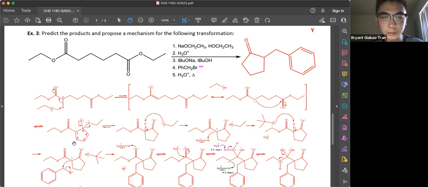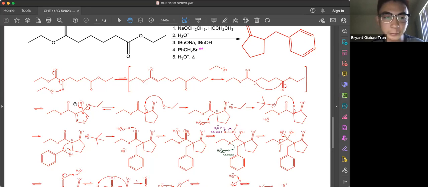Keep track of what groups are attached to which carbons. Since I labeled this 1, I know that this ester here is attached to carbon 1. Carbon 5 here has the O- group, this alkoxide ion. Then we reform the carbonyl and kick out the bad leaving group. This bad leaving group will be quenched by the alpha hydrogen, which we do have here. Once we quench that bad leaving group, we form this carbanion, which will get protonated and give us our Claisen condensation product over here.